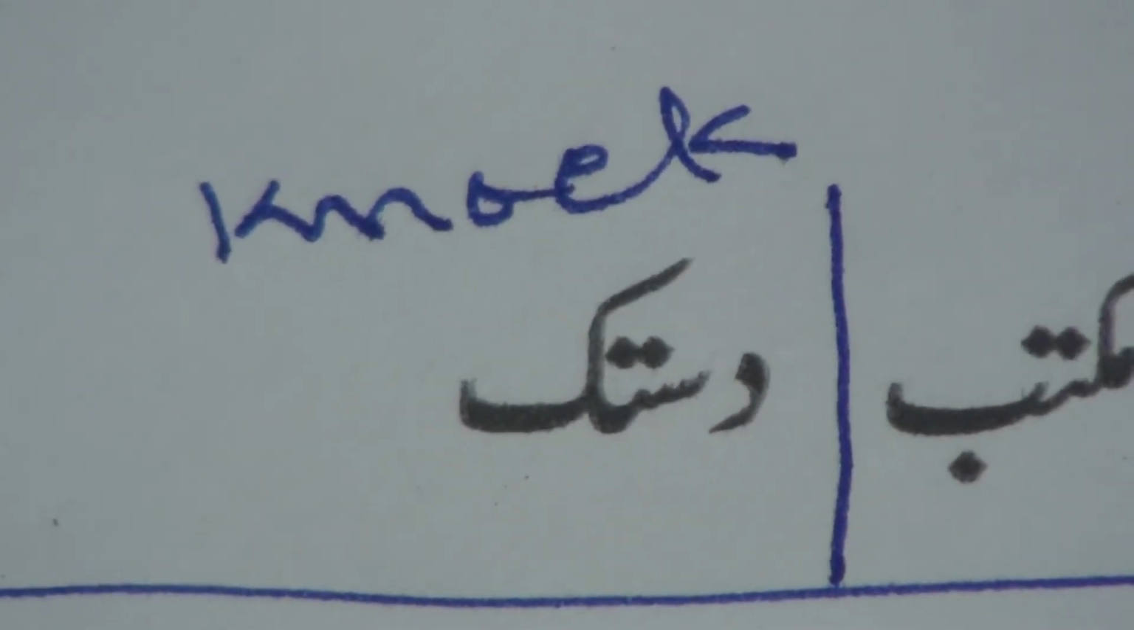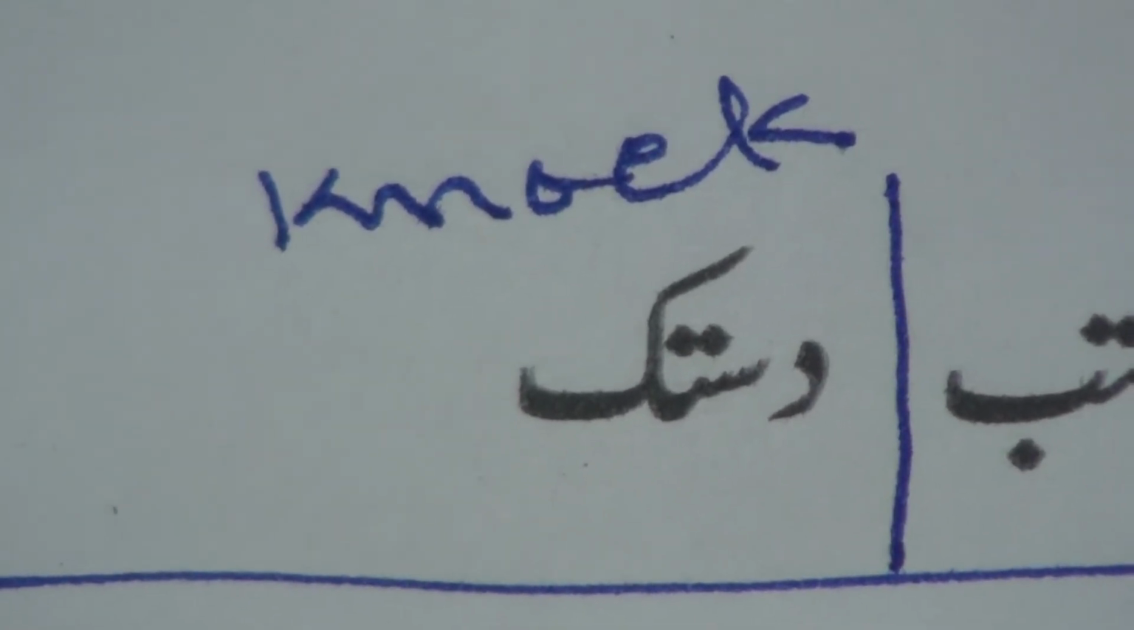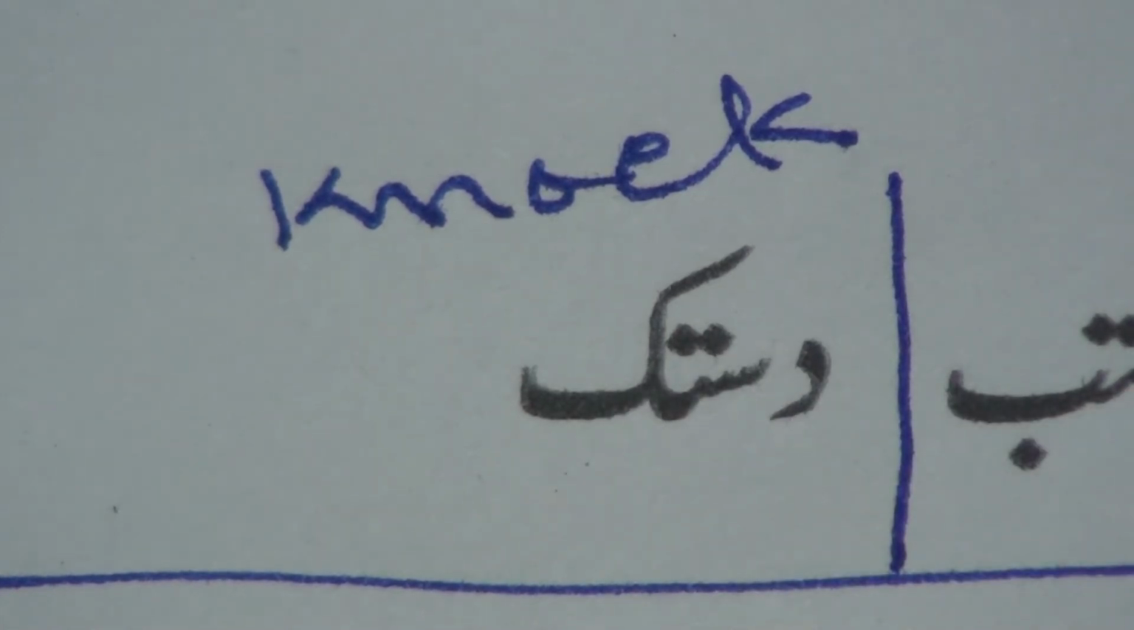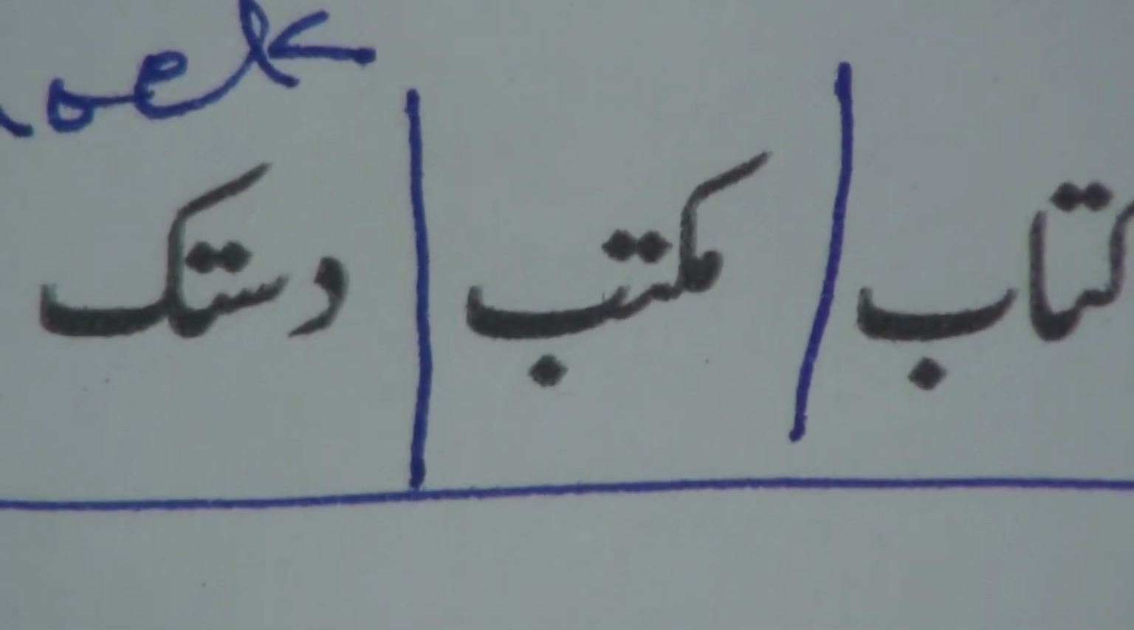And dastak. In this word, kaf is at the end. So kaf remains unchanged at the end of the word. Dal, se, te, kaf, dastak. Dastak means knock.